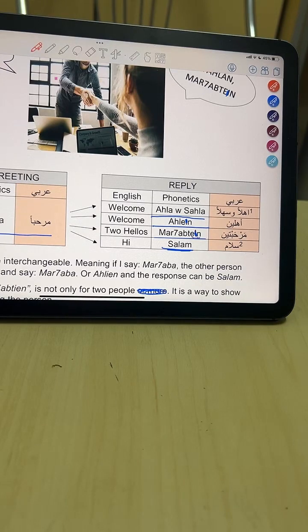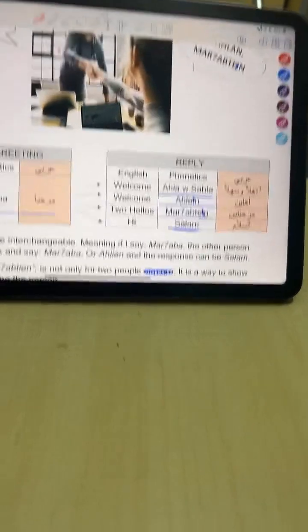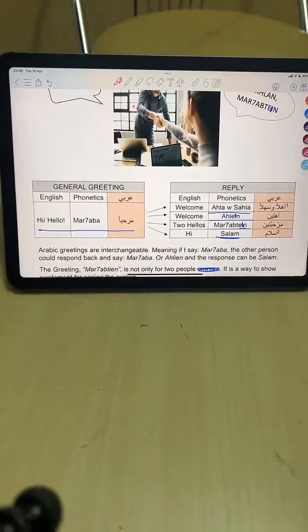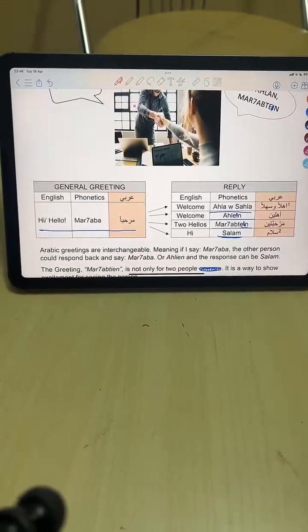And that expression has been lost, like the meaning. Not all people know it unless you research it. Now we just say ahla or ahla wa sahla. When we reply, we say ahlan. And all of these expressions are interchangeable. What I mean by that is, if I say marhaba, you can say ahlan. If I say marhaba, you can say ahla wa sahla.